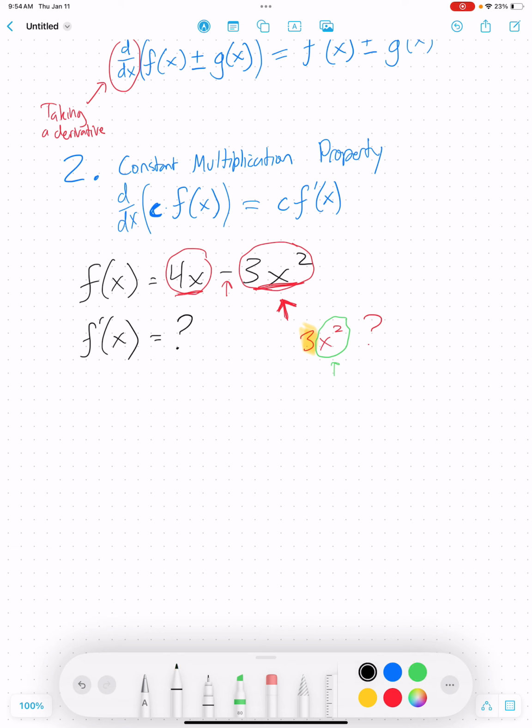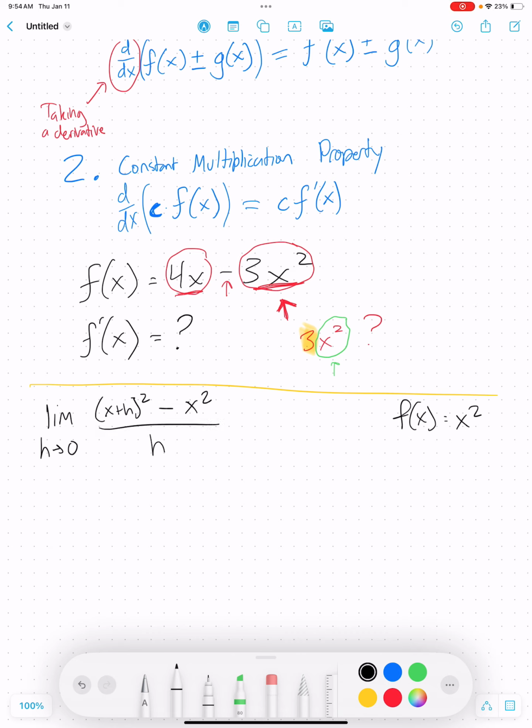Let's actually go through my process of the difference quotient to figure this out. Okay? So my function here is going to be x squared. Let's see if we can find the derivative. Okay, well that's going to be x plus h squared, because that's your f of x plus h, minus just x squared, because that's your f of x, over h.